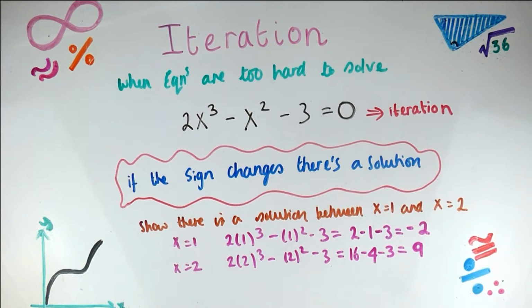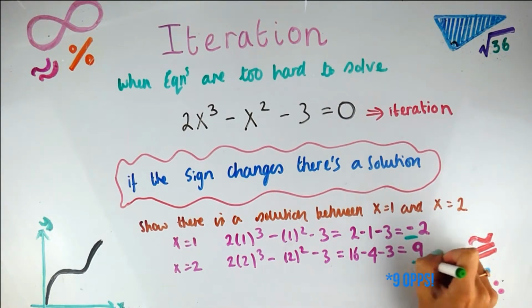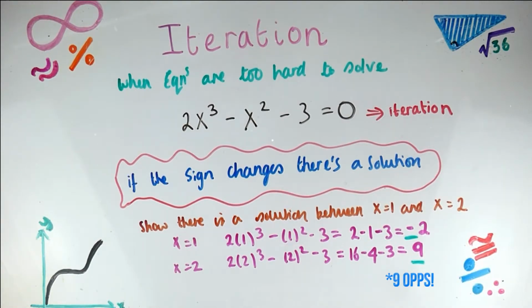So as we can see here, we've been asked to show there is a solution, and we can see it goes from negative 2 to positive 9. So there is a sign change, so there is a solution. So that's all you have to write down in your exam, that's what you've shown. These 3 dots mean therefore it must, because we're quite lazy.